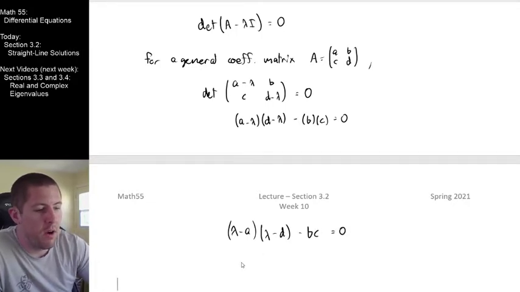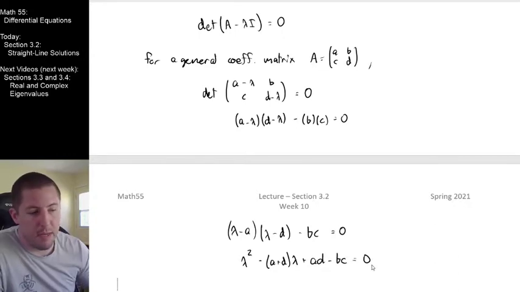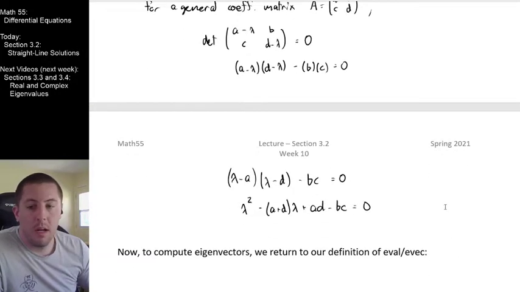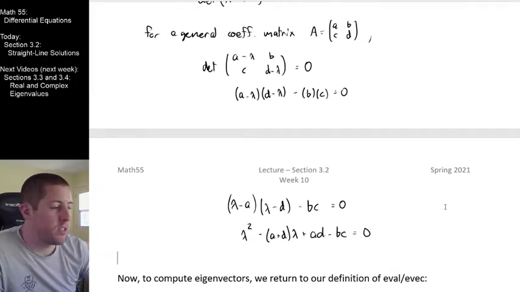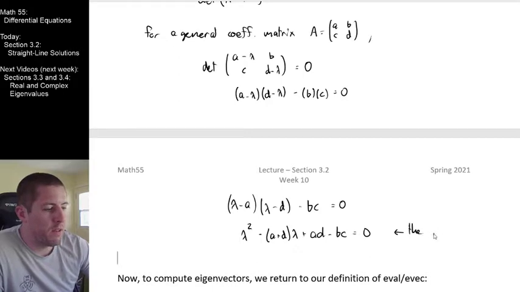is equal to 0. If we multiply this out, we're going to get lambda squared, minus A plus D lambda, plus AD minus BC, which is going to be equal to 0. This is referred to as the characteristic polynomial.